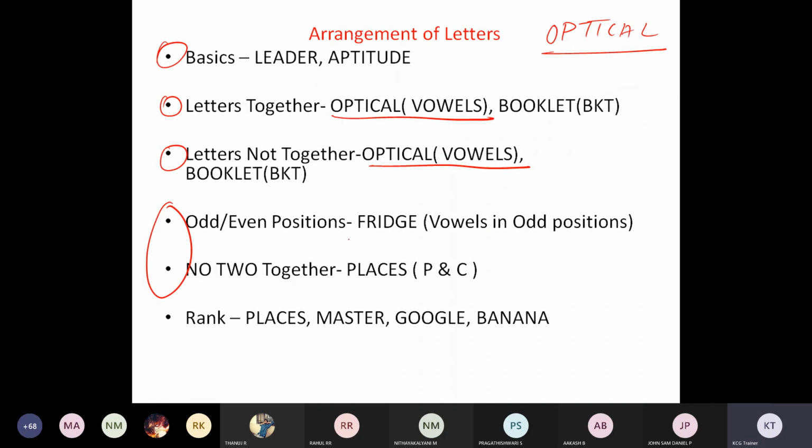What is the next concept? Fridge, odd or even positions, vowels in odd positions. I'll explain what the question asked here is.